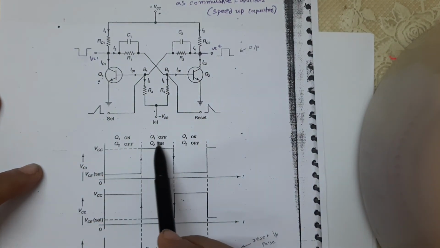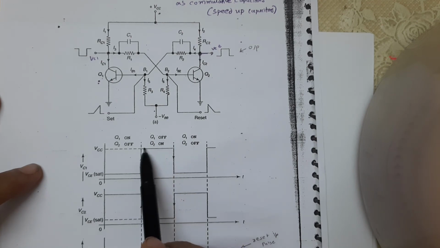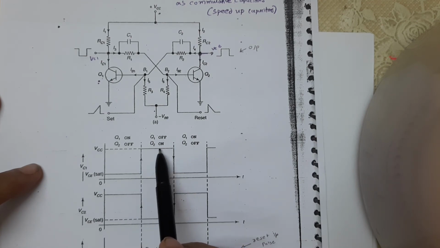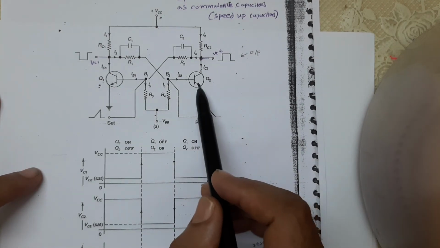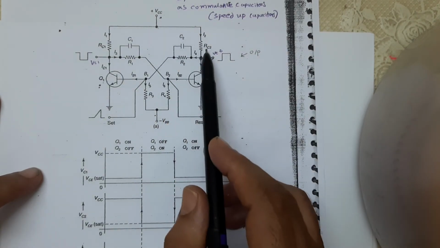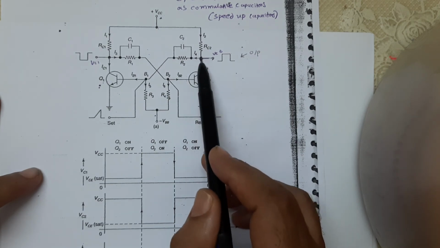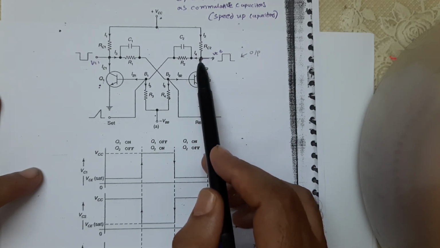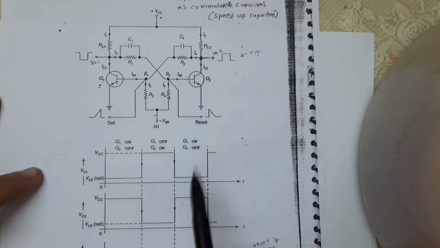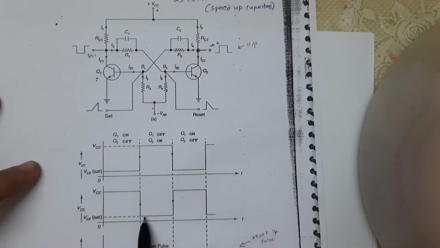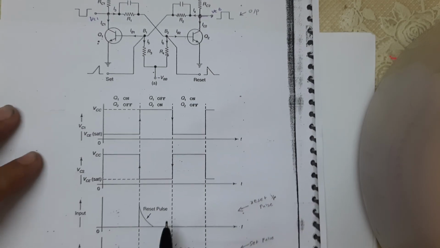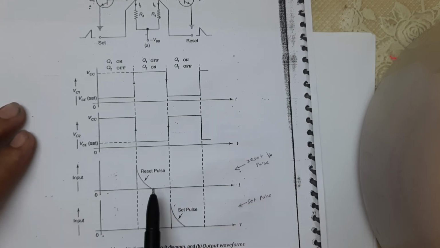So when Q1 is off, we are getting Vc1 maximum. But we know that at that time Q2 is on. If Q2 is on, the Vcc is passing through the transistor, so Vc2 is nearly zero, saturation voltage. See here, this is zero, right? All this process is due to the reset pulse. There is no use of the set pulse. All this is due to the reset pulse, there is no set pulse.